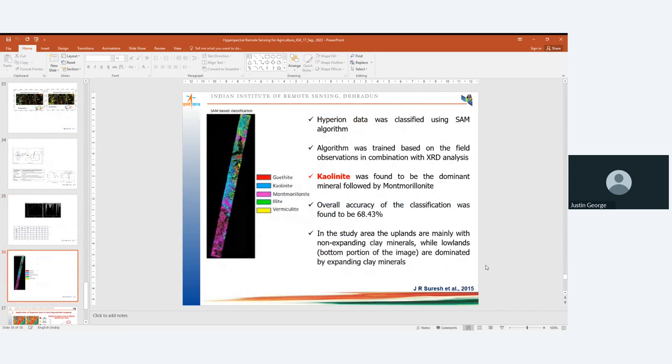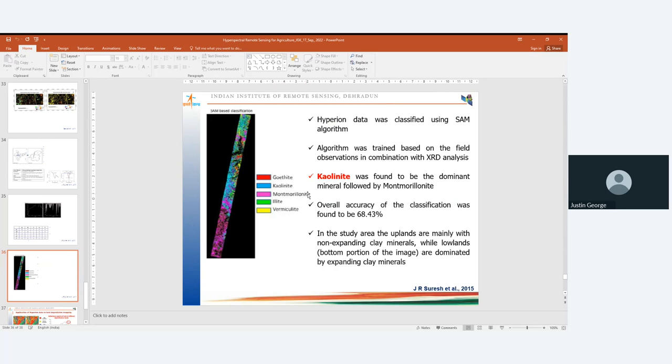Further, the Hyperion data, if used, are used for classifying using a SAM algorithm. The algorithm was trained mainly based on field observations, whether it is a red colored soil or a black colored soil, because the black colored, swelling and shrinking type of soils mainly occur in the black cotton soil areas, the cotton growing areas of Karnataka, Andhra, some parts of Tamil Nadu and Maharashtra, and MP also.